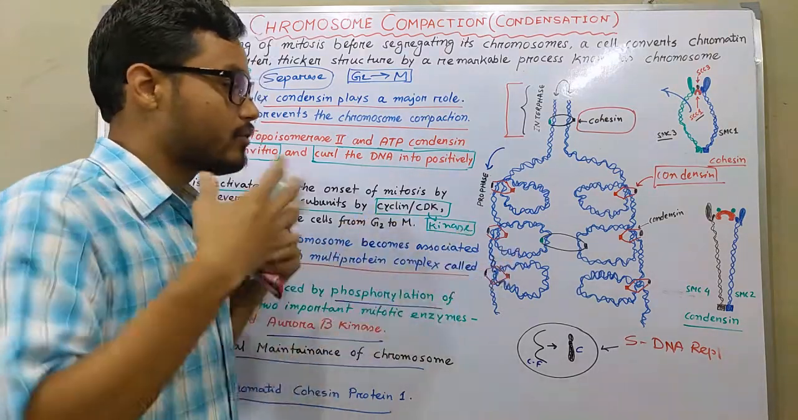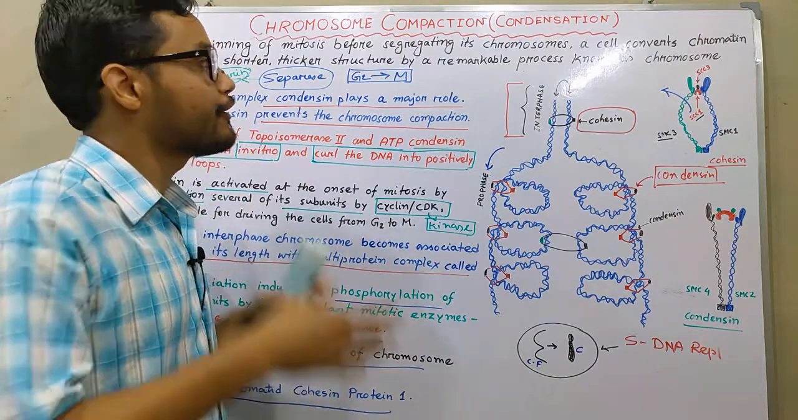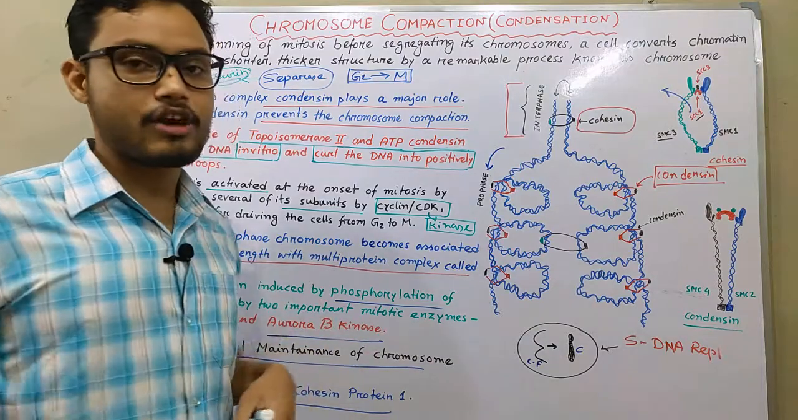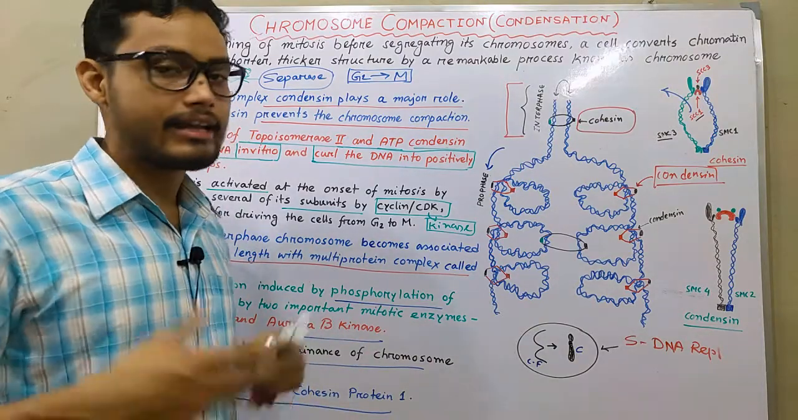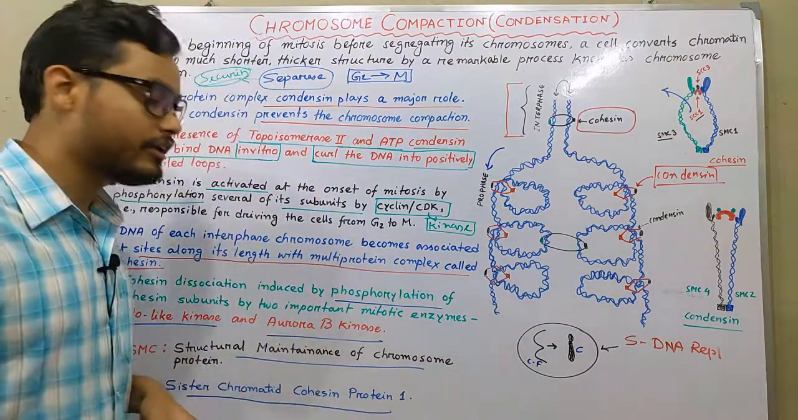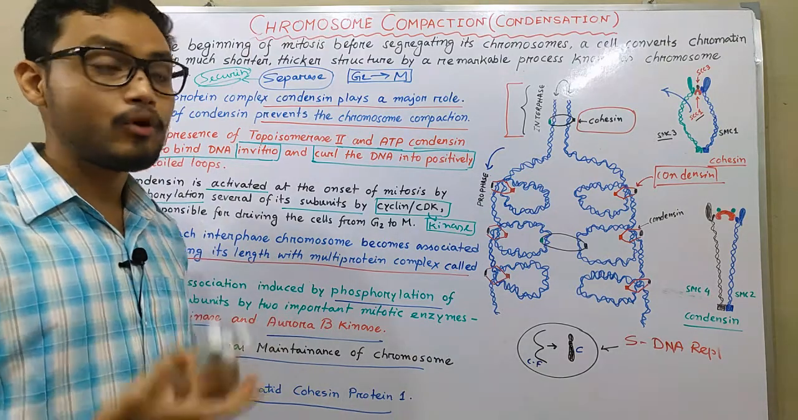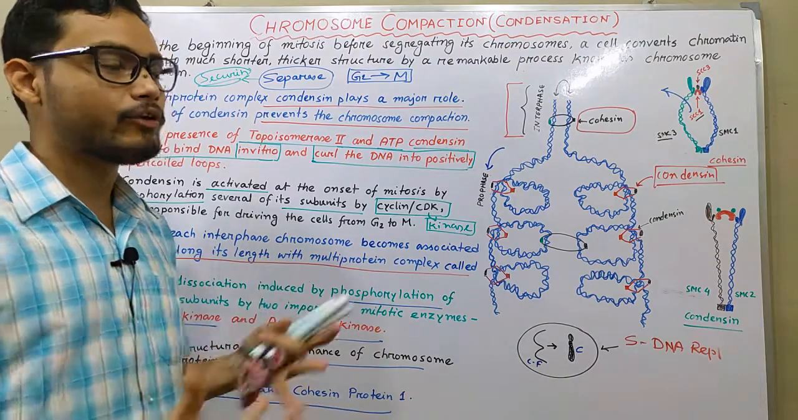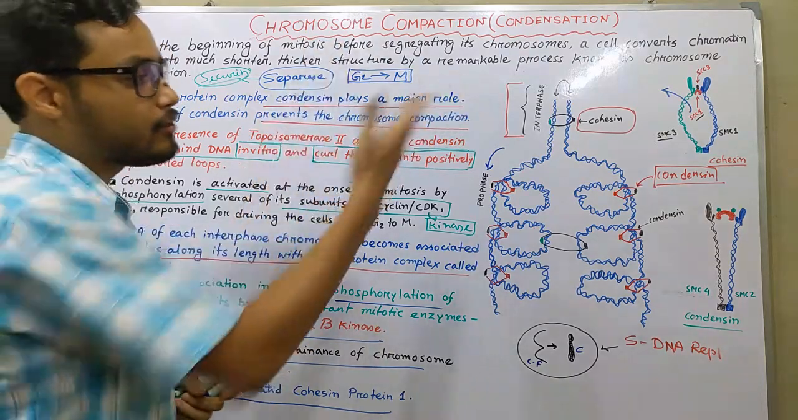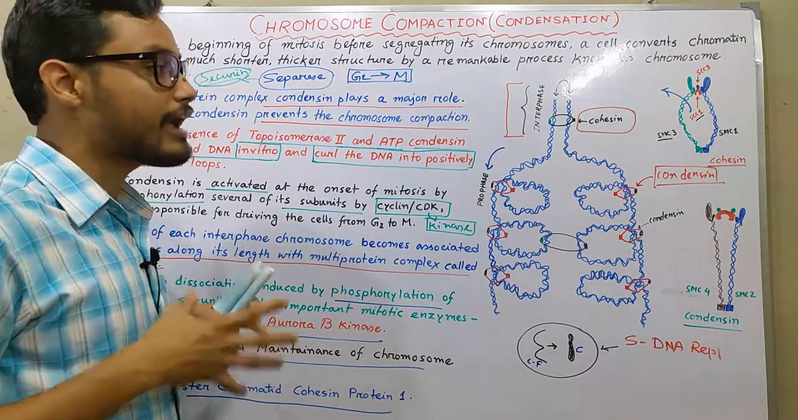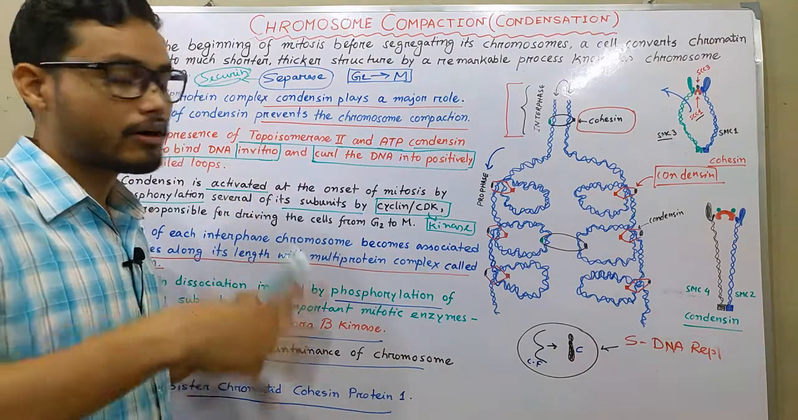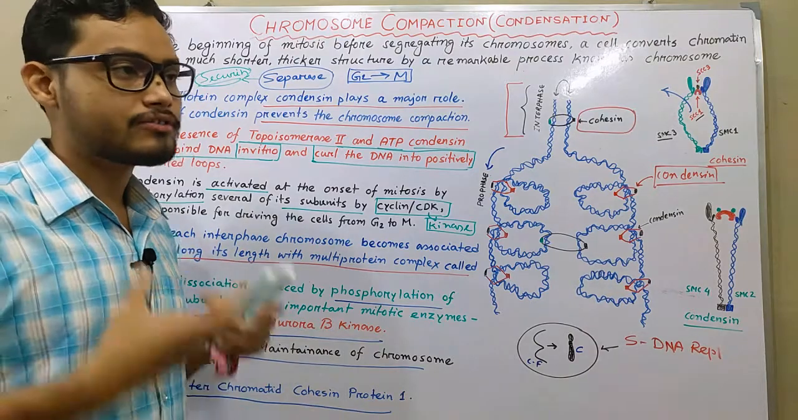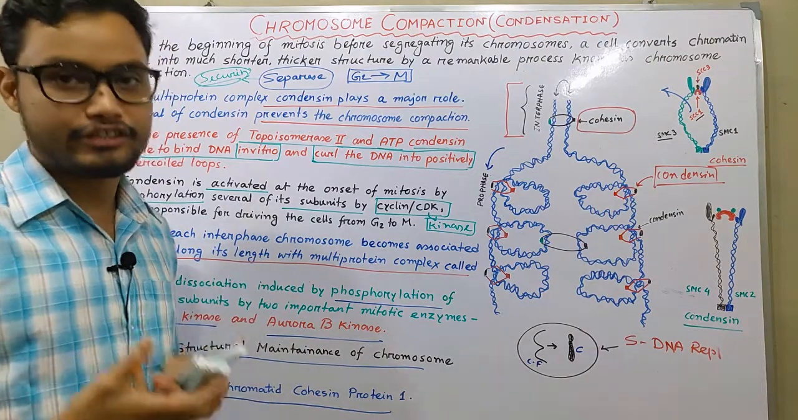This is why chromosome compaction is very important for a cell, and in this total process SMCs, that is the structural maintenance of chromosomes, and SCCs, that is the sister chromatid cohesin proteins, are the important molecules or proteins that make a multiprotein complex, either cohesin or condensin. Those help to coil the DNA and produce a more compact structural form, that is the chromosome.